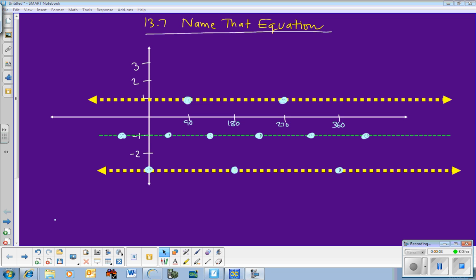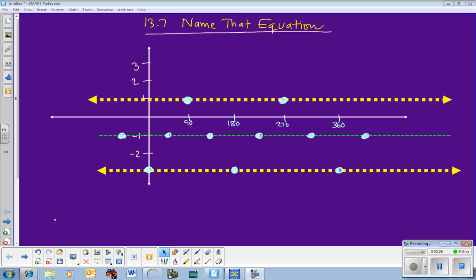Okay, 13.7. This is kind of a section on the way to our bigger goal. Our bigger goal is to start doing word problems associated with sinusoidal graphs. So we're going to model things that spin around or swing back and forth, or anything that could follow a sine or a cosine graph. Before we get into the word problems, we need to come up with a way to look at a graph and name the equation that goes along with it.